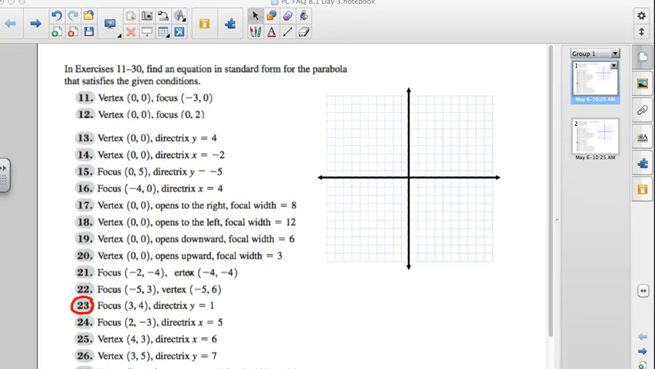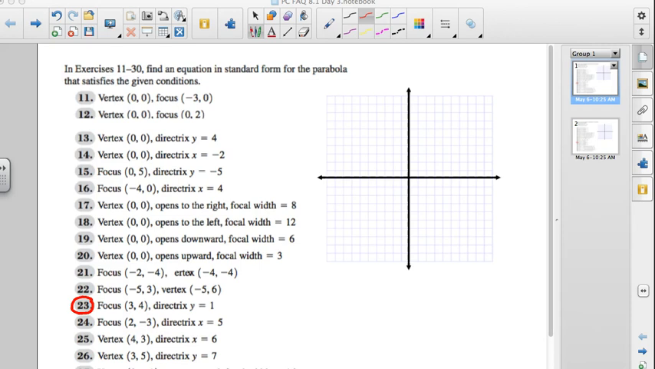These are the frequently asked questions for pre-calculus, and this would be for section 8.1, day 2. And they both come from this group of problems. In exercises 11 through 30, find an equation in standard form for the parabola that satisfies the given conditions. So we start with a sketch. Wouldn't necessarily have to have a Cartesian coordinate plane, but very good place to go.